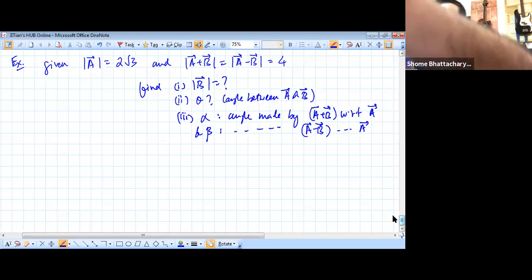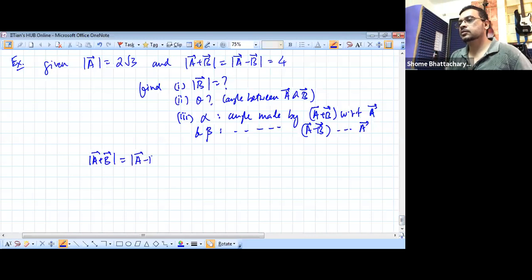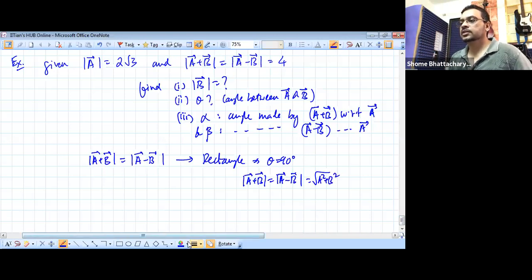All right, so hope most of you got the answer from this. Yes, very good. So you can immediately see that mod A plus B is equal to mod A minus B. It means that is the rectangle case. And that means theta is equal to 90 degrees. And mod A plus B is equal to mod A minus B is equal to root of A square plus B square. And that is given to me in the question as 4.